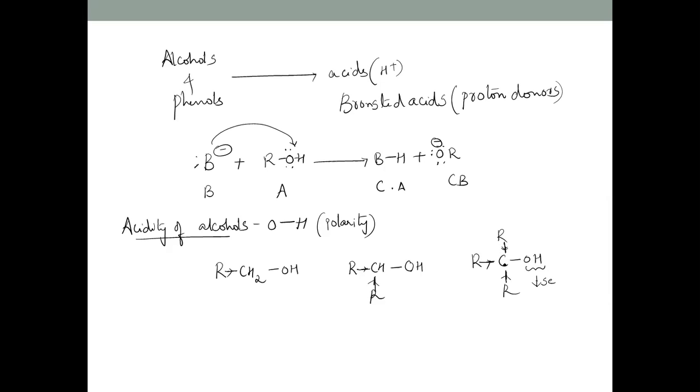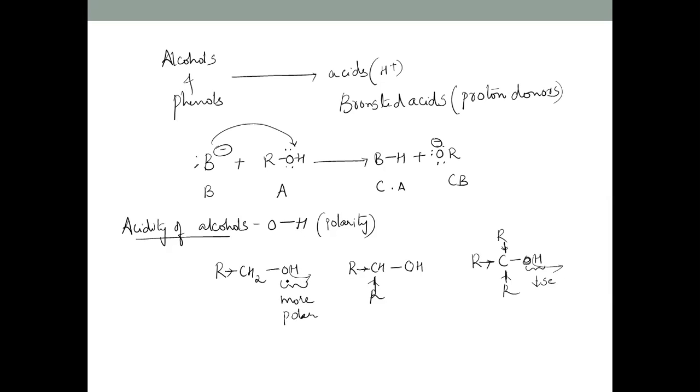So there will be more electron density on this oxygen also. So it is not easy for this H+ to be lost because there is already more electron density on this oxygen. So it cannot lose this H+, but here only one R group. So the electron density on this carbon will be less. So on this also will be less, the H+ can be lost easily. That means OH bond is more polar here.